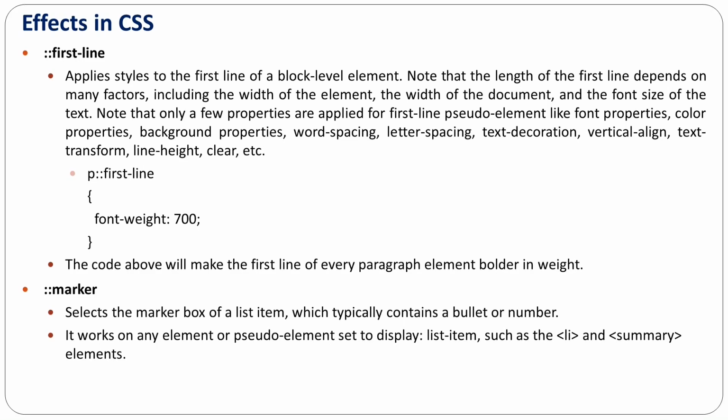So let's have a look at the first line. The code above means we have set the property font weight to 100. So this will do what? Make the first line of every paragraph element bolder in weight. So it will be applied to the first line of all the paragraphs.